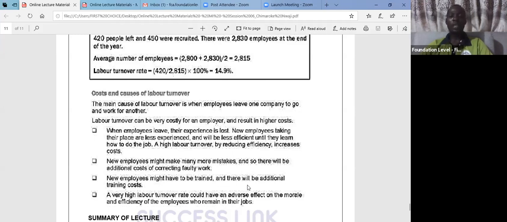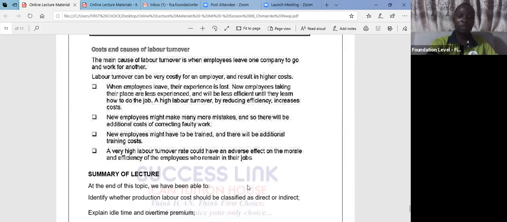A high labor turnover rate could have an adverse effect on the morale and efficiency of the employees who remain in the job. They don't know what to expect. It will dampen their morale. Every three months, they keep seeing new people. It could even cause them to leave. Why are these people leaving? What is making them leave? So they might leave, having an adverse effect on the company.